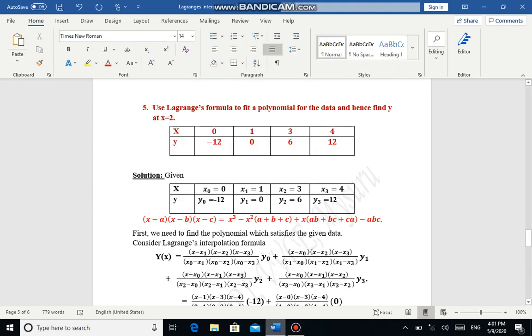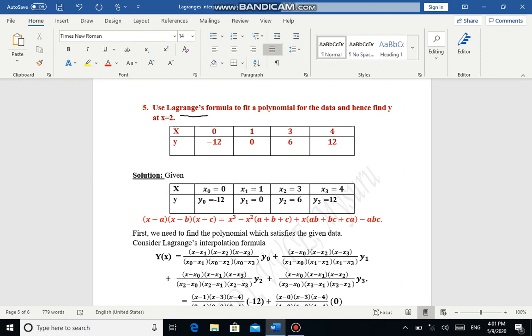Dear students, last class we discussed a few problems on Lagrange's interpolation and Lagrange's inverse interpolation formula. Today I am going to discuss one more problem on the same method, but it's a different type of problem. Observe the problem statement here.